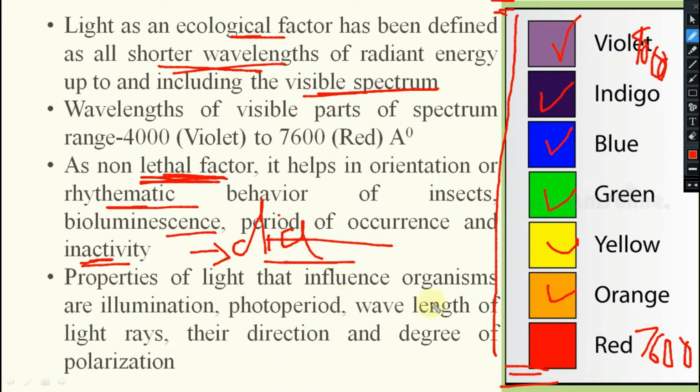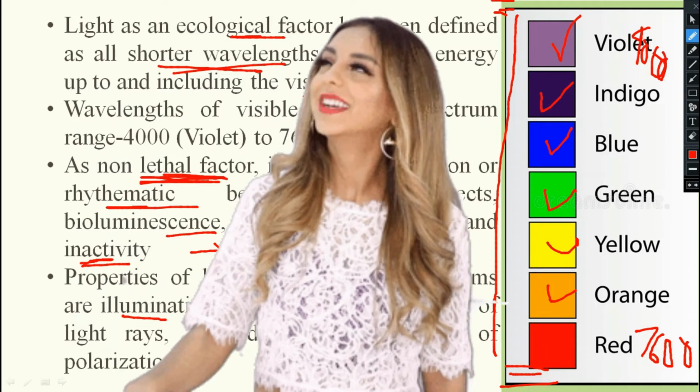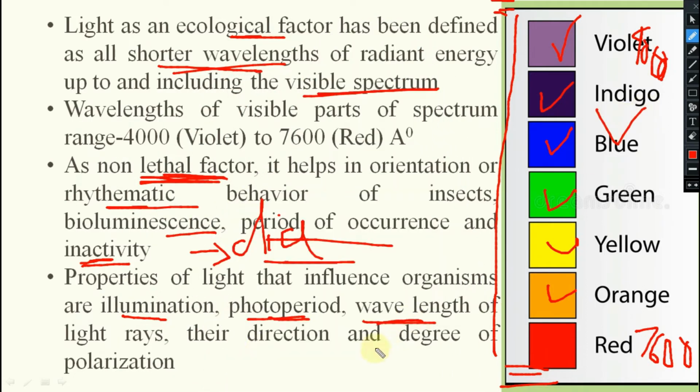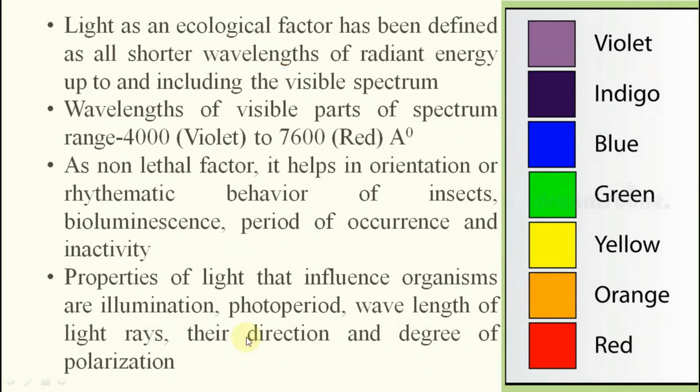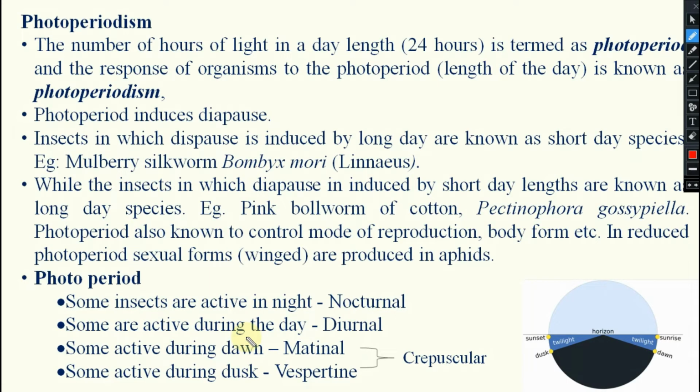Properties of light that influence organisms are illumination, photoperiod, wavelength, which affects colors, and then the direction and degree of polarization. Everything will affect the insects. Here some important points are coming. First, what is photoperiodism? Before understanding photoperiodism, we should first know what photoperiod is. Then we will understand photoperiodism.